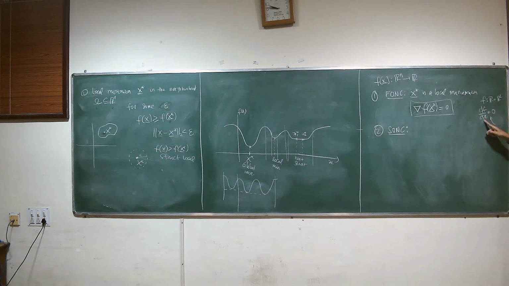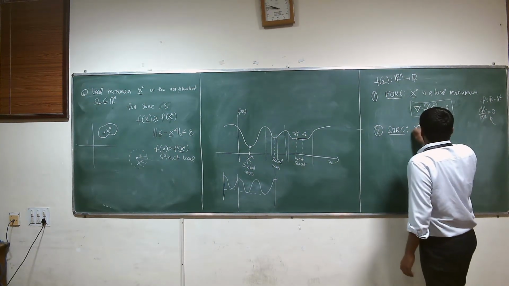Because this is satisfied by a minimizer, by minima, maxima, or a saddle point. Or, for example, if you have x cube, the derivative of x cube at x equals 0 is 0, but it's neither a maxima nor a minima, because it looks like this. The derivative is 0. So this is necessary, but it does not mean that the point you're dealing with is a minimum.